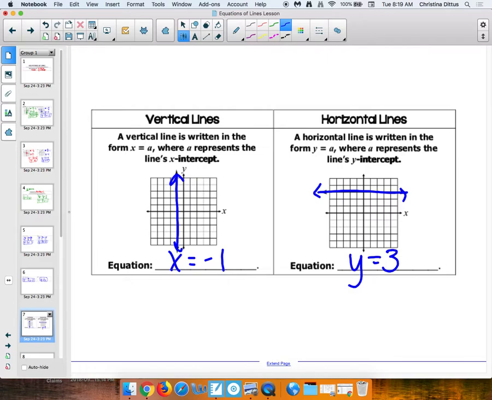Here's another question. Let's bring x equals negative 1 over here. Are these lines parallel, perpendicular, or neither? They're perpendicular. Whenever you have an x equals and a y equals, they're perpendicular. They will cross eventually, and they will make a right angle.